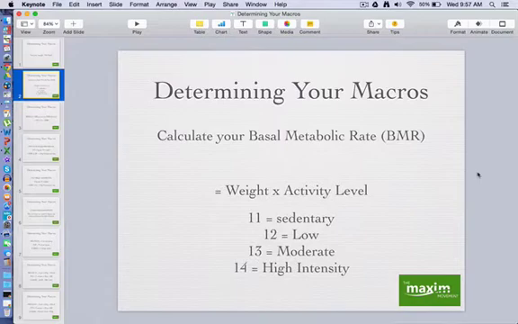You're really not doing much other than sitting at your desk, getting in your car, going home, watching TV. Otherwise, you may have more of a low activity level. You're getting out walking, but you're really not increasing your heart rate all that much. Maybe it's more moderate, where you're going to the gym a couple times a week. You're getting your heart rate up for anywhere from 30 minutes to 60 minutes, but it definitely isn't high intensity. And then 14 is when you're really giving it your all.